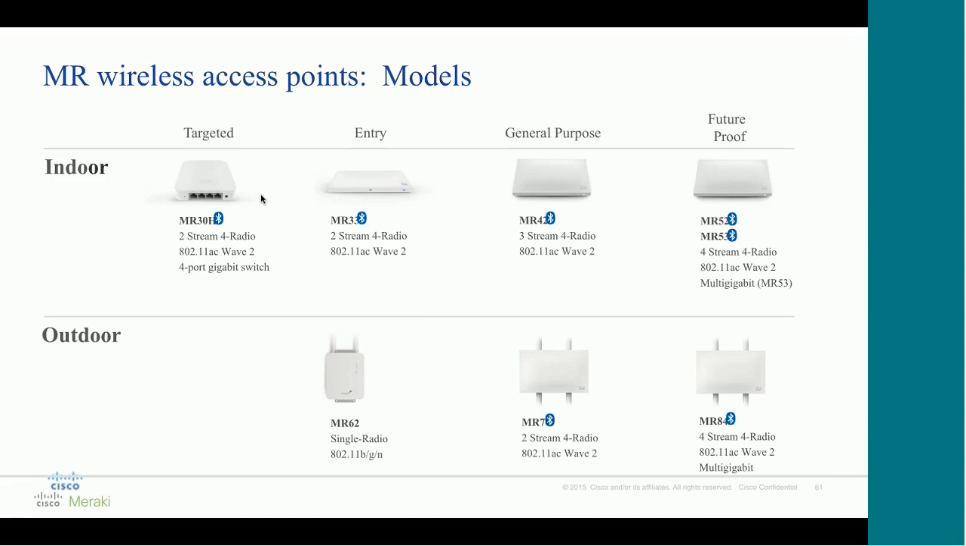So we'll take a quick look at the MR wireless access point line. There's 7 models of Meraki, including indoor and outdoor. They're all high performance 802.11ac, value priced, they have RF optimization, PoE, voice video support, and then a lifetime support on the indoors.